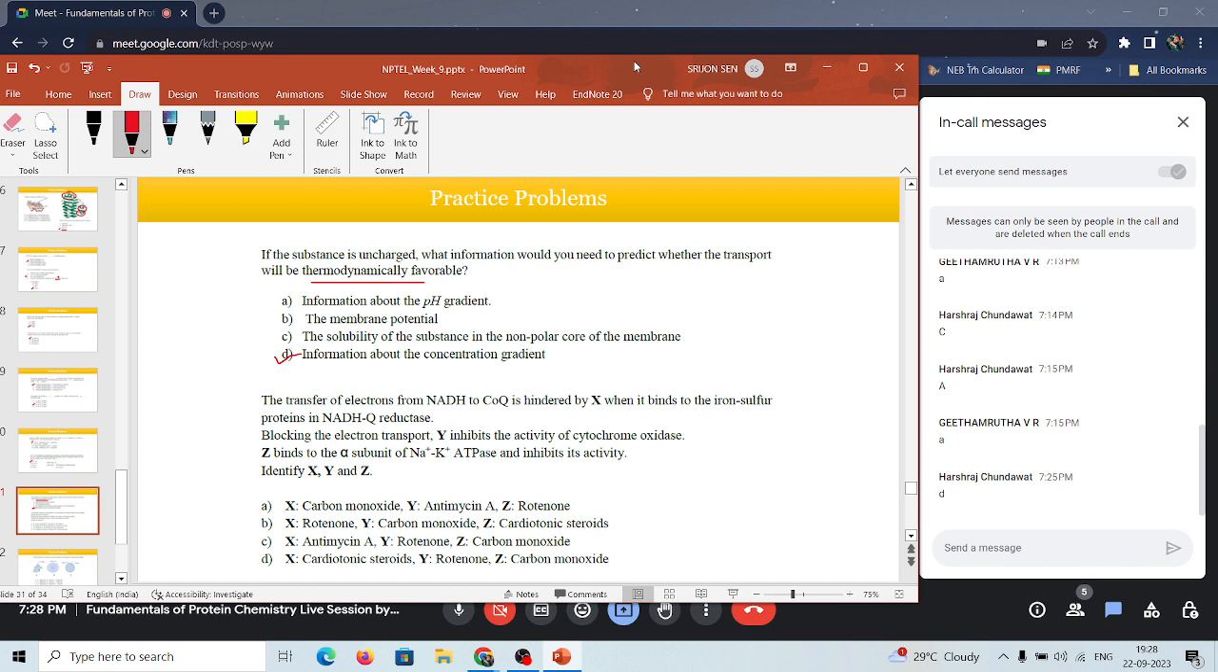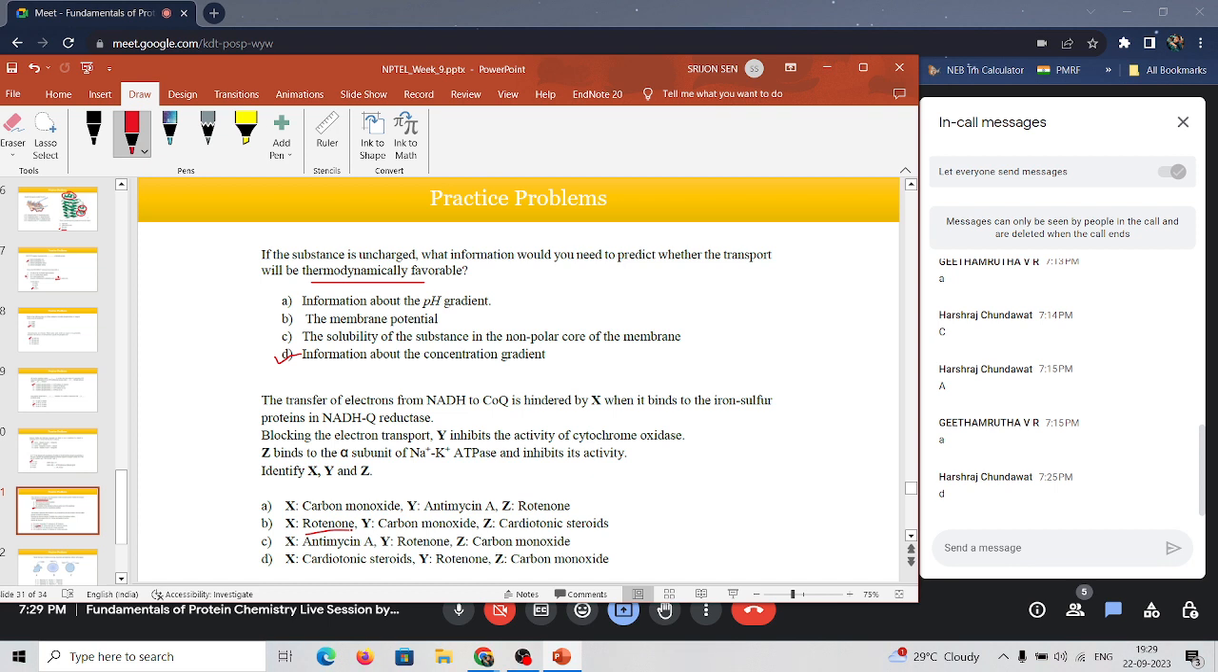Okay, so let us see. What would be the answer? So the first thing it is saying is that the transfer of electrons from NADH to coenzyme Q is hindered by X when it binds to iron sulfur proteins. So this is actually played by rotenone. Okay, so X would be rotenone that plays this particular function.